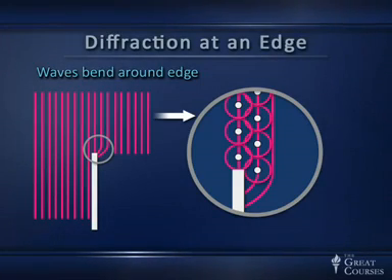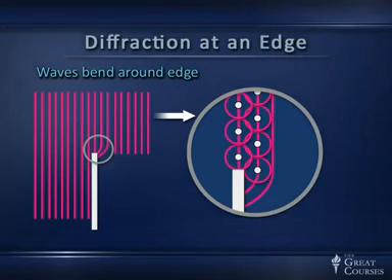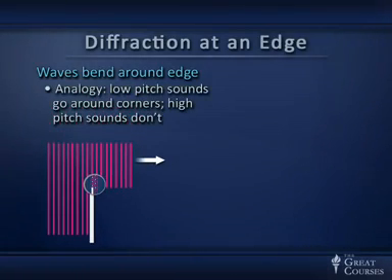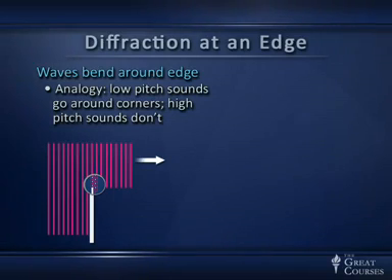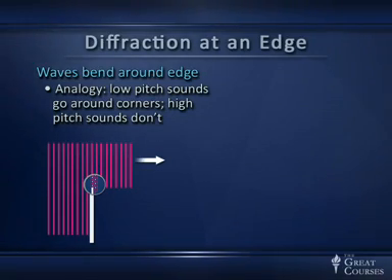But right near the edge, there's no other waves to interfere, and you get this little bending around the edge. There's an analogy with sound. Low-pitched sounds whose wavelength is long compared to things like doors, for example, go around corners. High-pitched sounds whose wavelength is short don't show nearly as much of this diffraction effect.